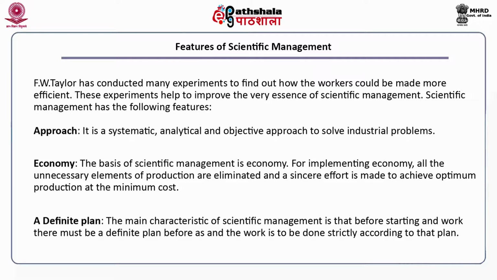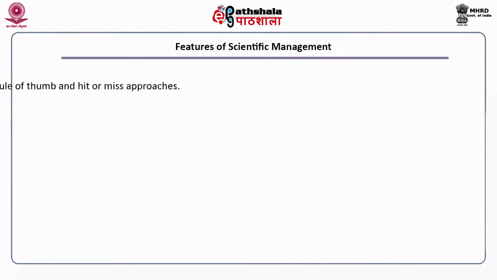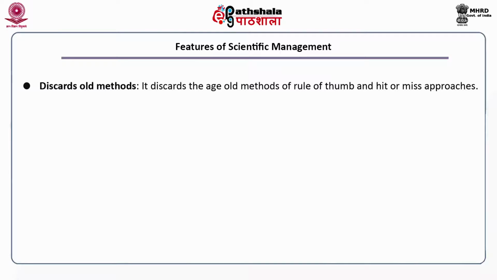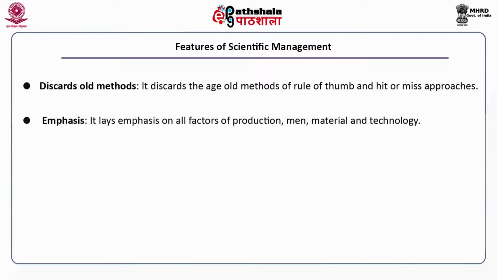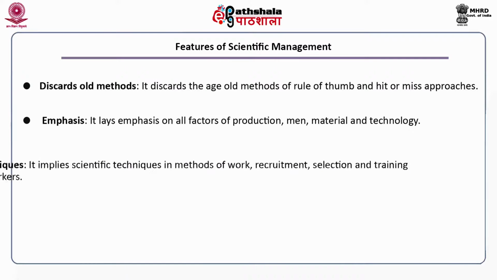A definite plan. The main characteristic of scientific management is that before starting any work, there must be a definite plan, and the work is to be done strictly according to that plan. Discards old methods. It discards the age-old methods of rule of thumb and hit or miss approaches. Emphasis. It lays emphasis on all factors of production, material and technology.